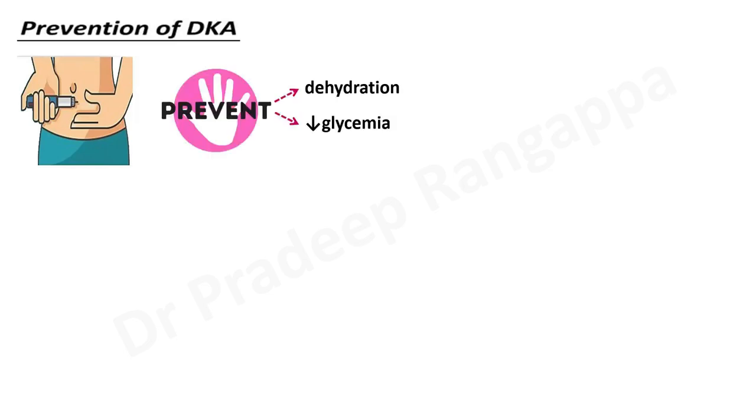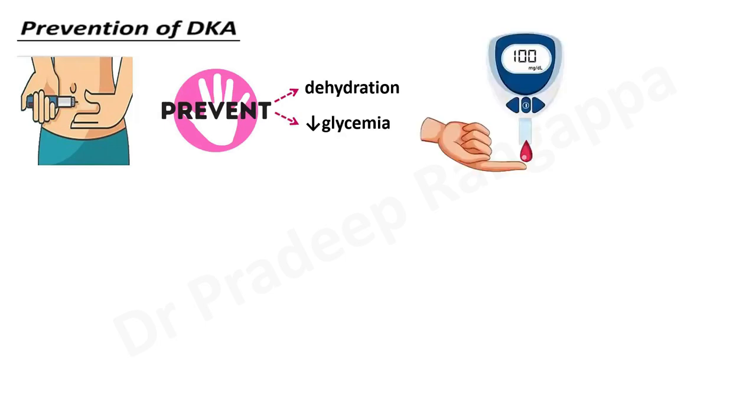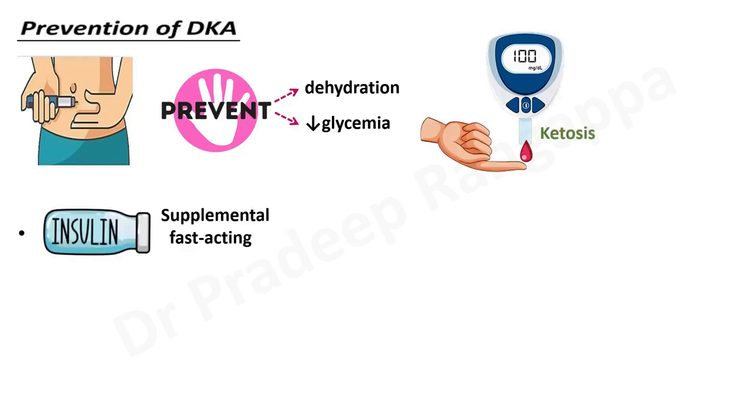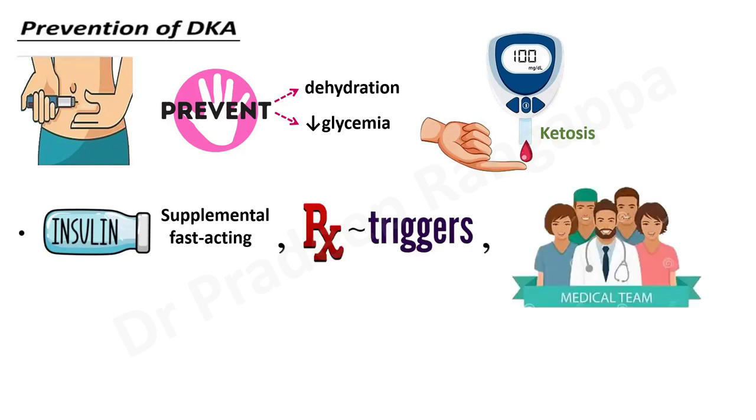It is important to prevent dehydration, and it is important to prevent hypoglycemia. It is important to educate these patients about regular monitoring of their blood sugar levels and regular monitoring of any ketosis that may be present. They should be educated about supplemental fast-acting insulin. It is important to treat the triggers. And it is important to be in touch with the medical team to address their needs when such complications arise.